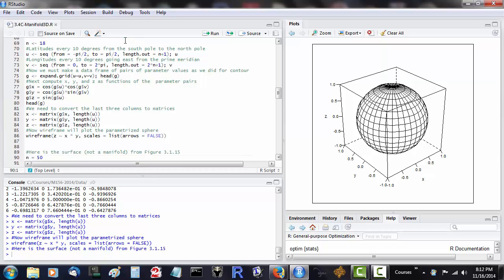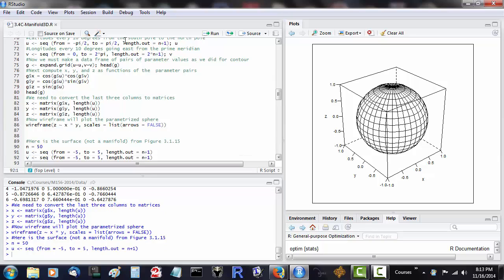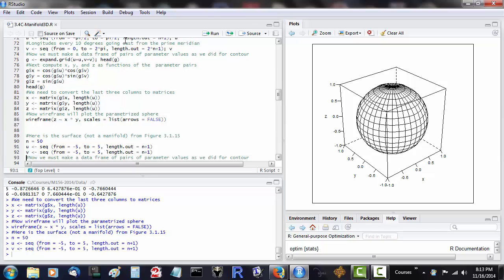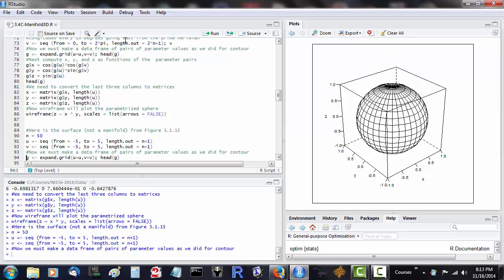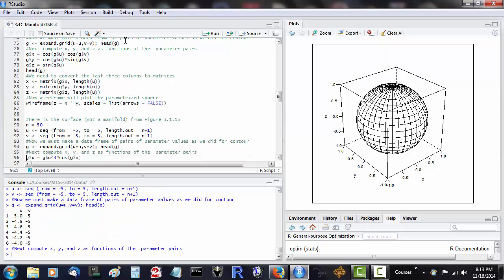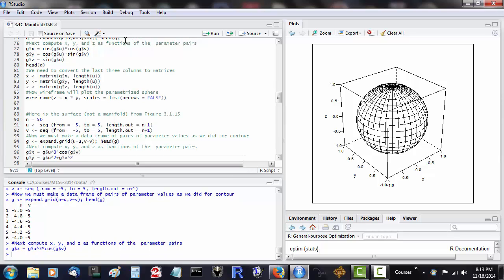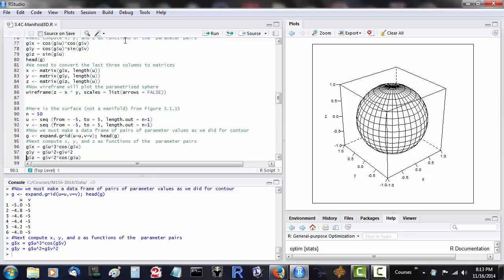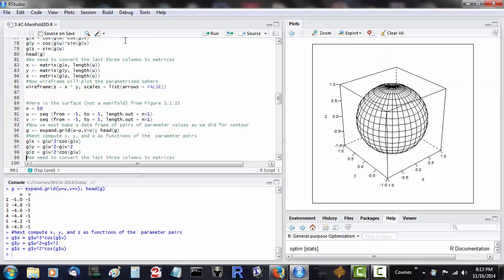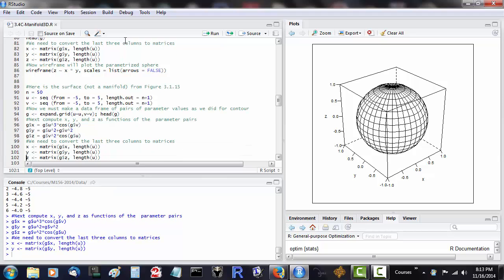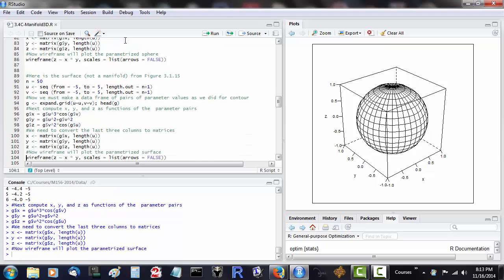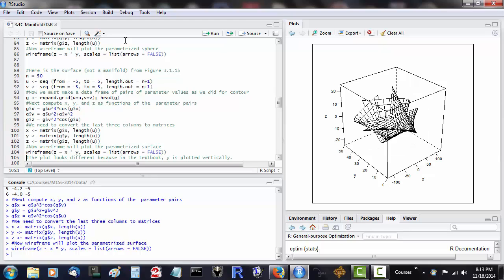You can try this with other parameterized surfaces. Here's one from the textbook where the parameters are called u and v, and the 3 functions are u cubed times the cosine of v, u squared plus v squared, and v squared times the cosine of u. Again, I convert to matrices. I plot it, and it's a mixed up mess.